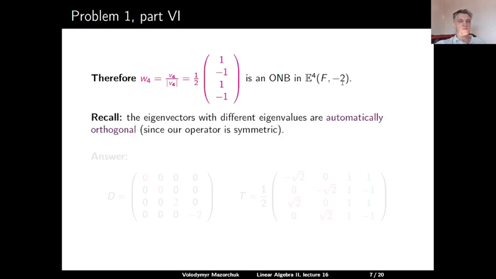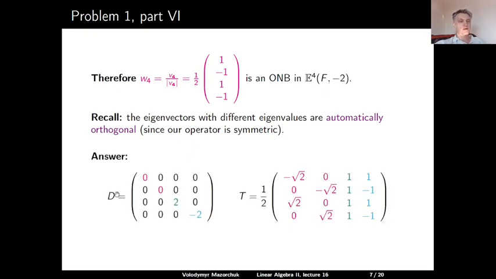So since f is a symmetric linear operator, the eigenvectors with different eigenvalues are automatically orthogonal. And now we can simply write down the answer. So the diagonal form of our linear operator is a diagonal matrix, which has the eigenvalues with the corresponding multiplicities on the main diagonal. So it's a diagonal matrix where on the main diagonal we have 0, 0, 2, minus 2. And the transformation matrix is formed by the corresponding eigenvectors.